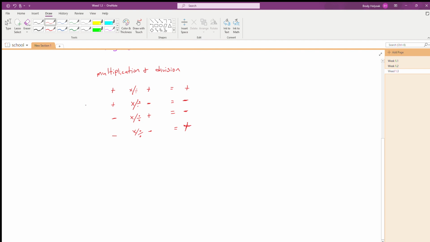So the rule of thumb with multiplication and division is if I have an odd number of negatives, that means my answer is negative. If I have an even number of negatives, then my answer is positive. Which makes it really easy when we get through this.